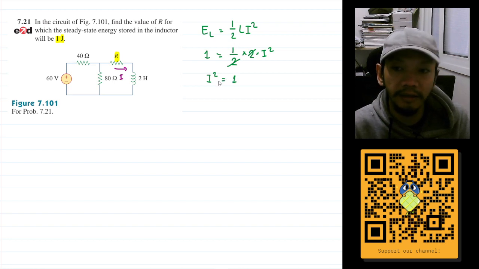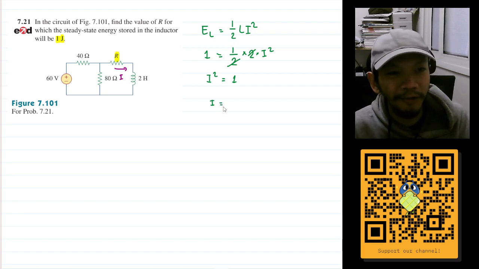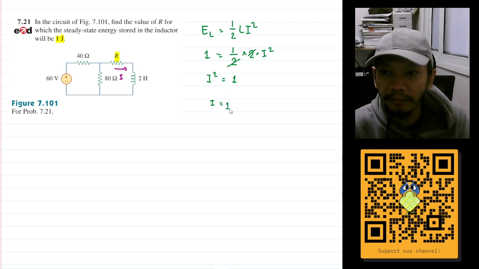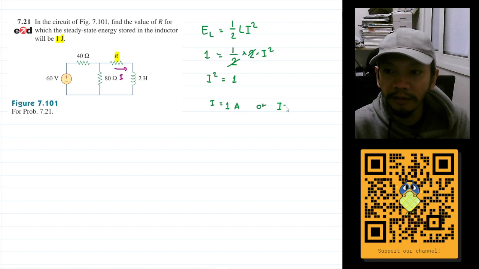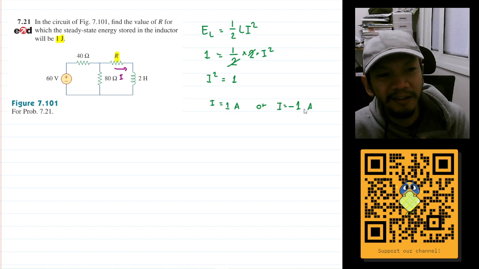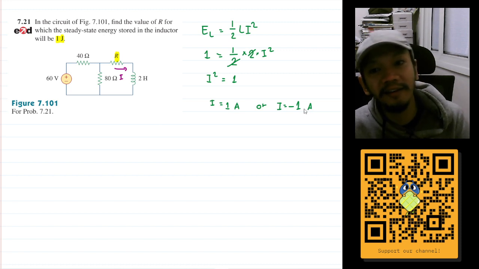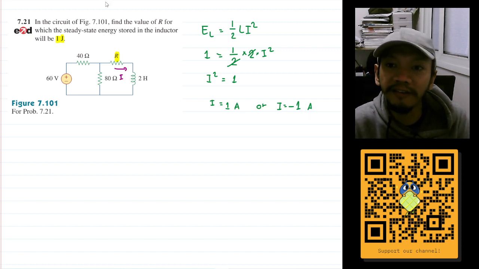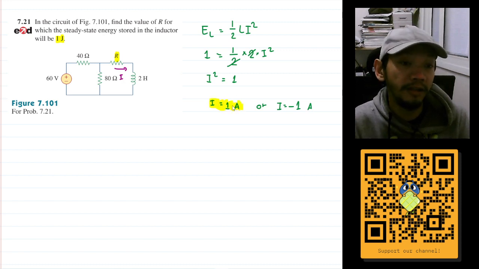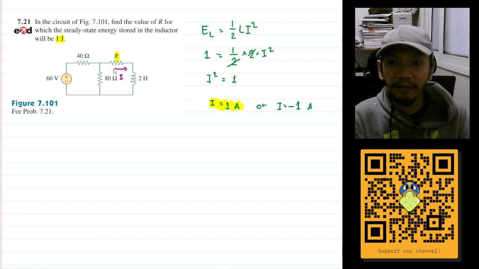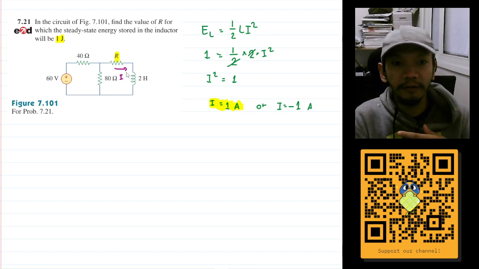And that means that I is either 1 or -1. So 1 ampere or I is equal to minus 1. This is not a problem because the sign is only the direction. So I will just assume the positive one, right? So we'll assume that the current is going to the right of the resistor here.